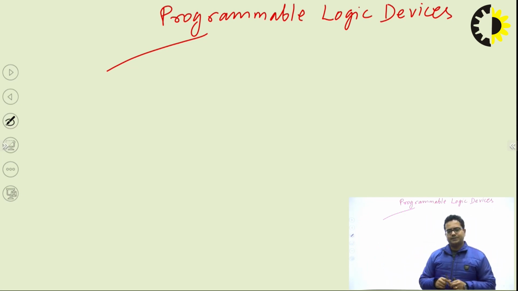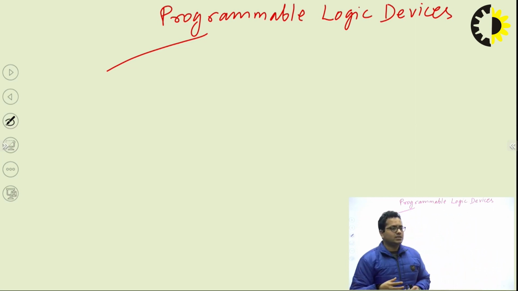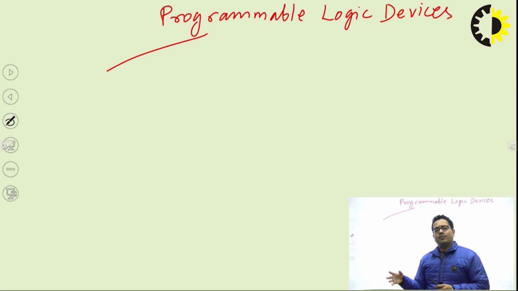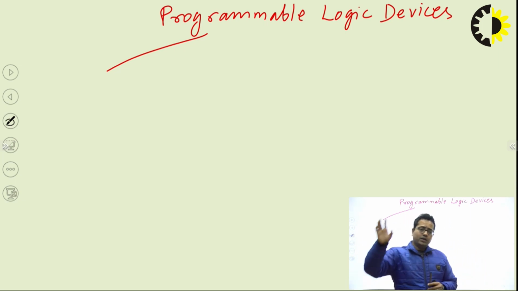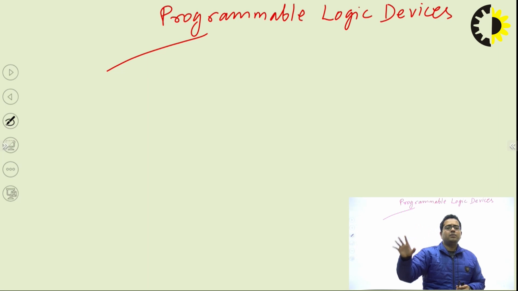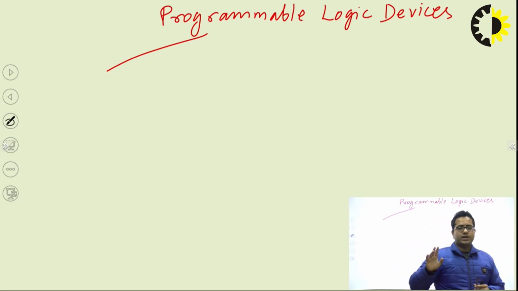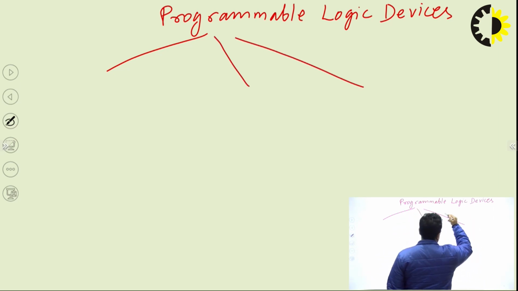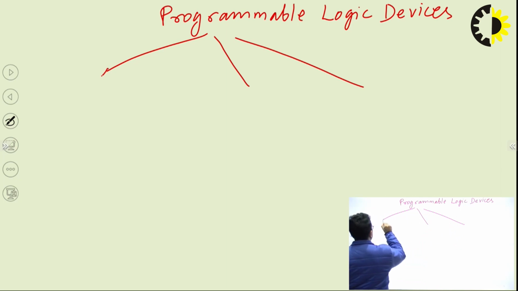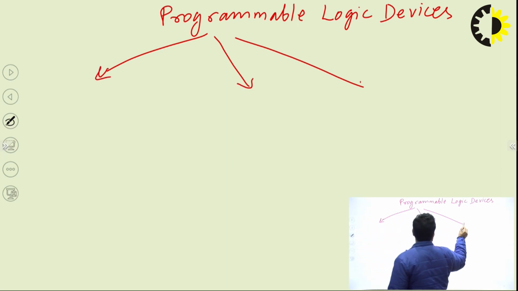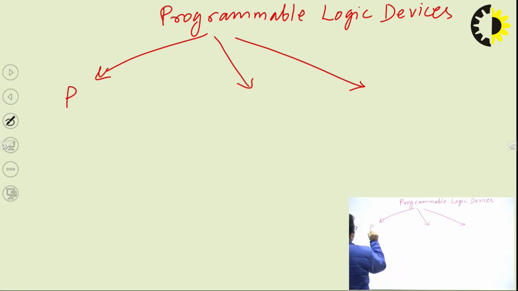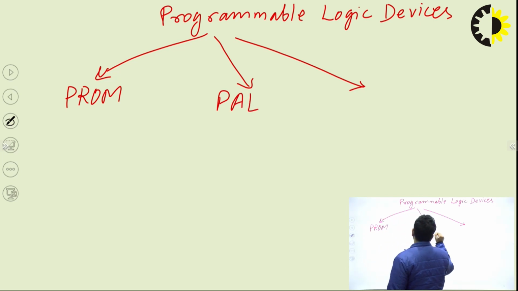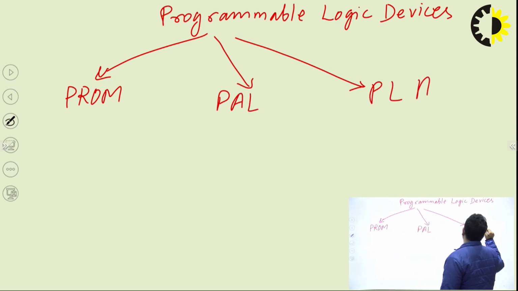We are not concentrating on the FPGAs as well as the CPLDs, that is the complex programmable logic devices, as well as the field programmable gate arrays. We are not going into details about that. Although there are 5 types, I am only writing those types which we are going to concentrate on. First is your PROM, that is a programmable read only memory. Then we have a PAL as well as a PLA.